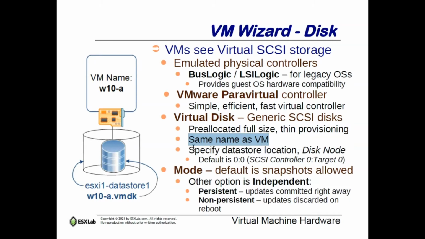And when I make a new vDisk, I have to say which data store, which is a storage volume, and directory the vDisk lives in. By default, it lives where the VM lives. And I have to specify something called the disk node. The disk node is the hardware address of the storage volume on the storage subsystem. So the default node is 00, which means it's off the first SCSI controller, and it's the first device or target on that SCSI controller's storage bus.